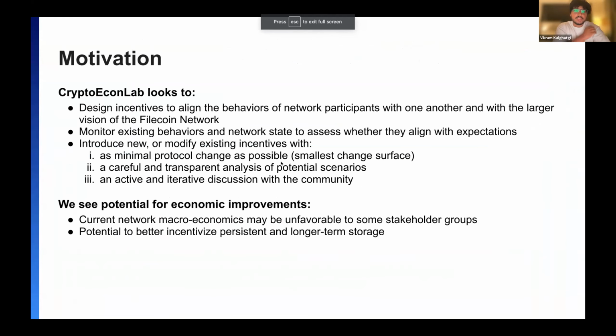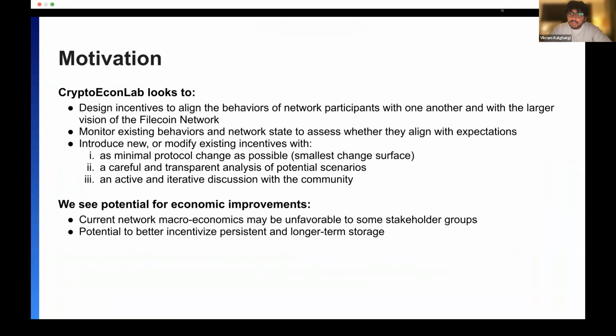Okay, great. Thanks. So thanks for having me, guys. I really appreciate it. Speaking on behalf of Crypto Econ Lab at the moment, as a quick summary, Crypto Econ Lab wants to align the behaviors of network participants with one another and the larger vision of the Filecoin network. In doing so, when we introduce new changes or modify existing incentives, we want to make as minimal protocol change as possible.